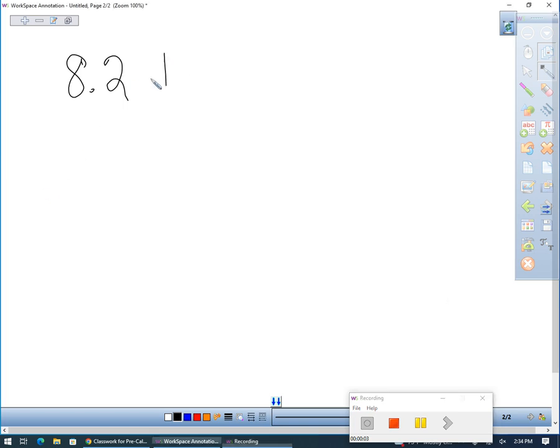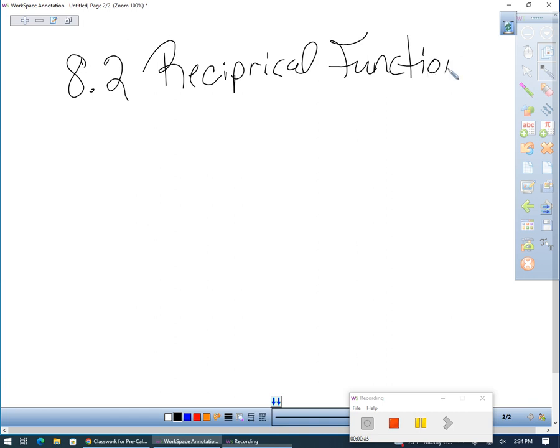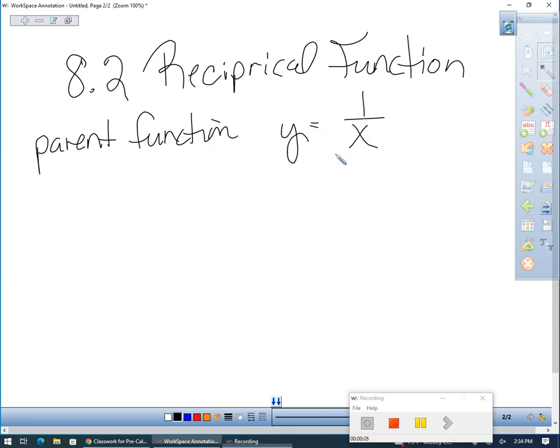2.2, we're going to talk about the reciprocal function. The reciprocal function is an inverse function. The parent function, let's start with that. The parent function of a reciprocal is y equals 1 over x. Just like we talked about yesterday when we were graphing with an inverse, when you have x on the bottom, when you sketch a graph for this parent function, it falls in the first and third quadrants.